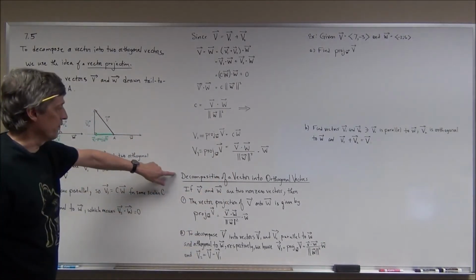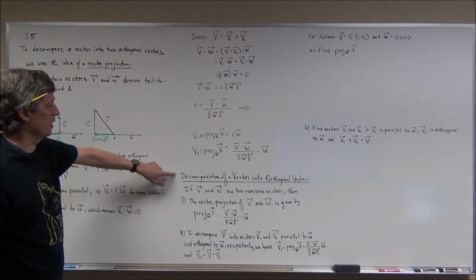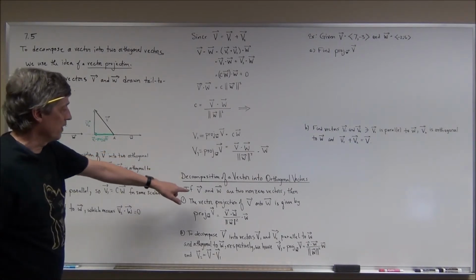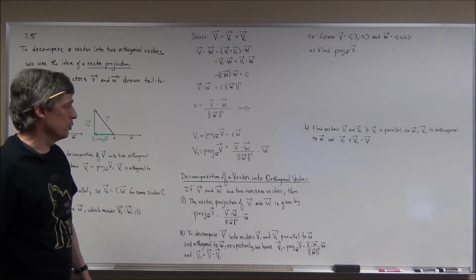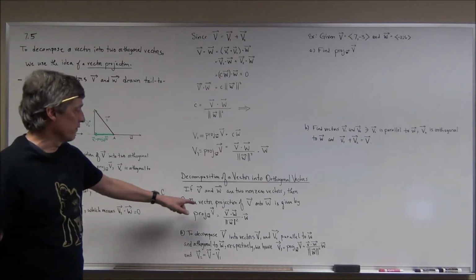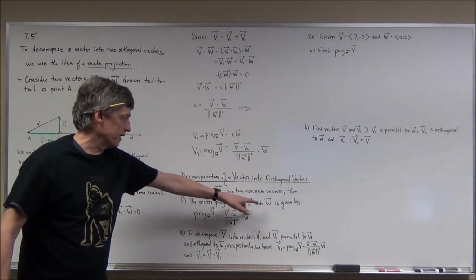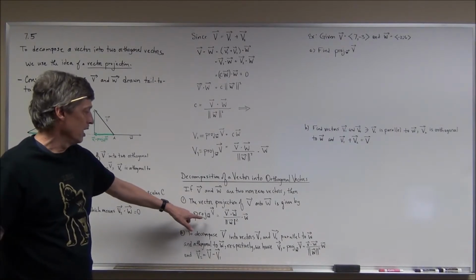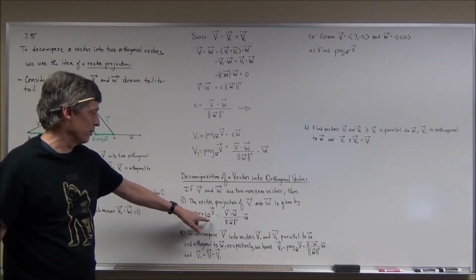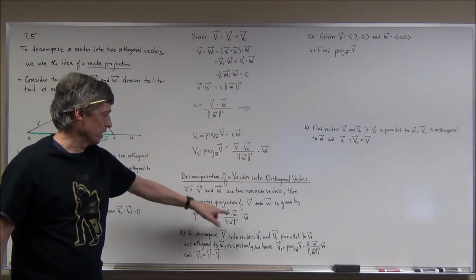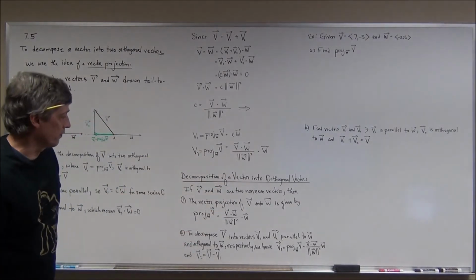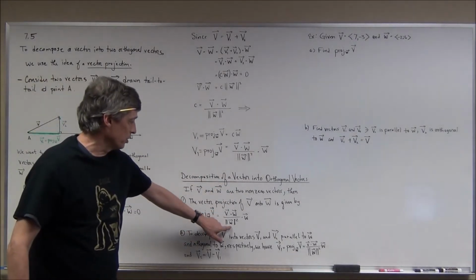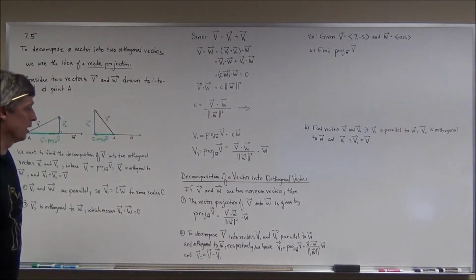the following definition, which we use for the decomposition of a vector into orthogonal vectors. If vector V and vector W are two non-zero vectors, then the vector projection of vector V onto W is given by this. That's the notation. That's the vector projection of V onto W, and it's equal to vector V dot vector W, all over the magnitude of W squared, times vector W.